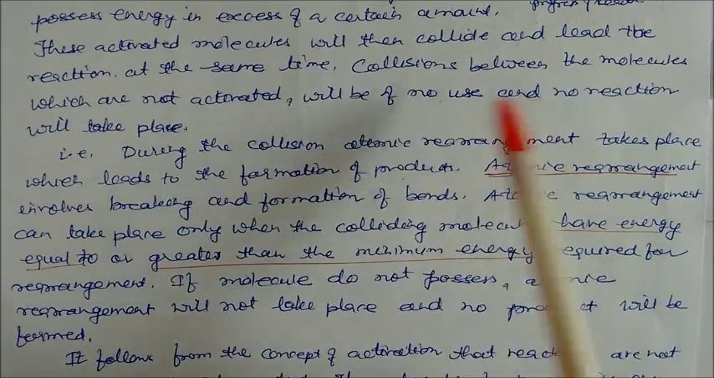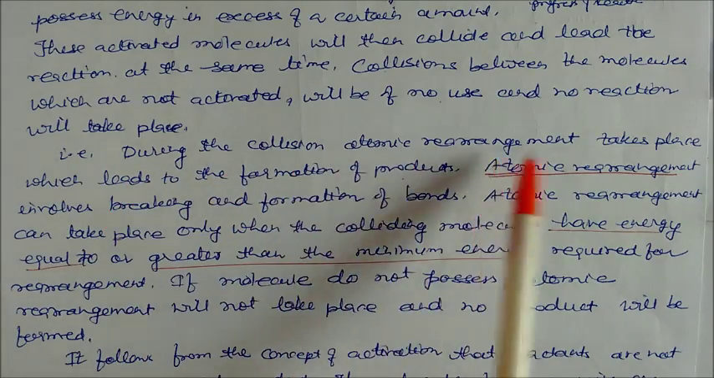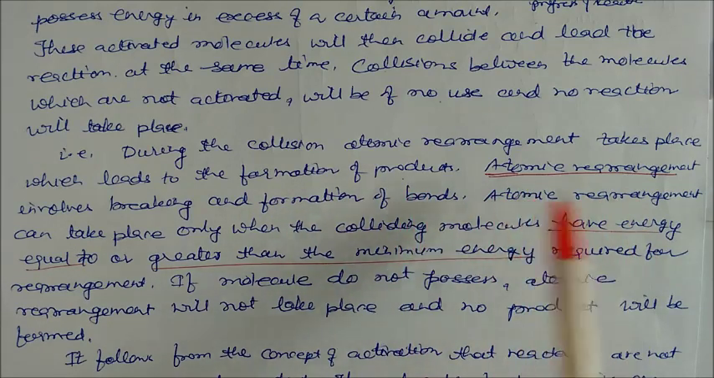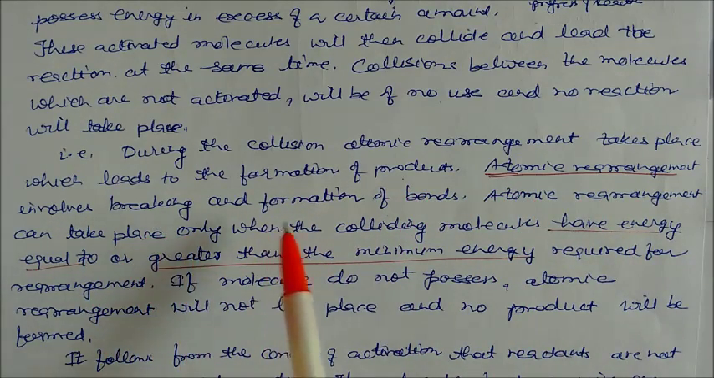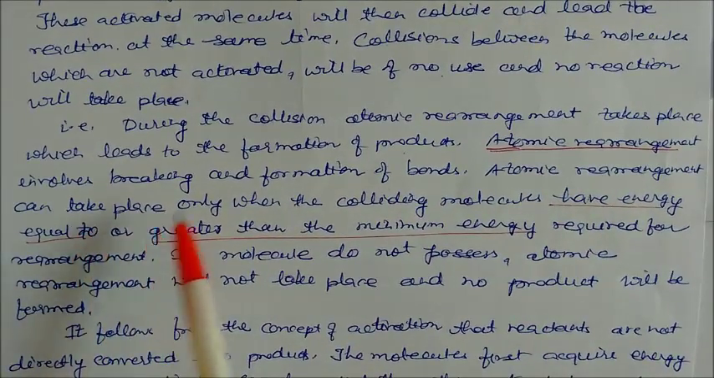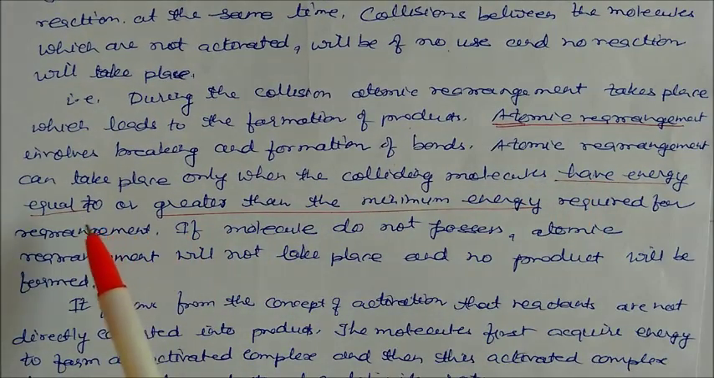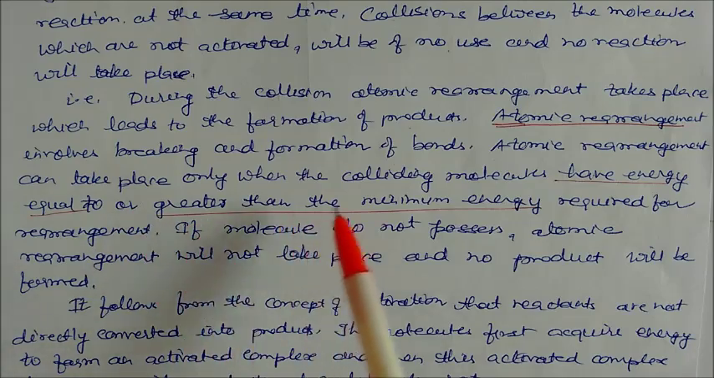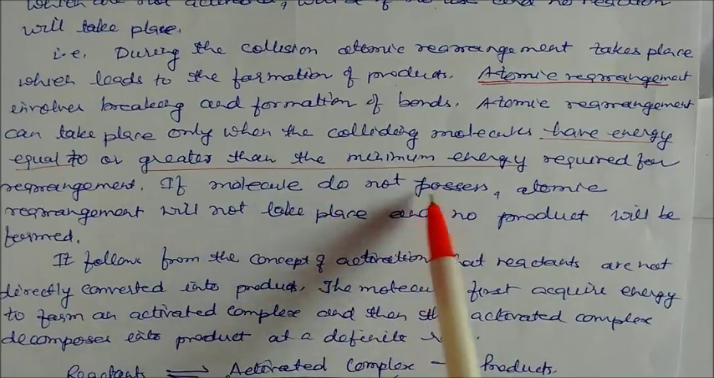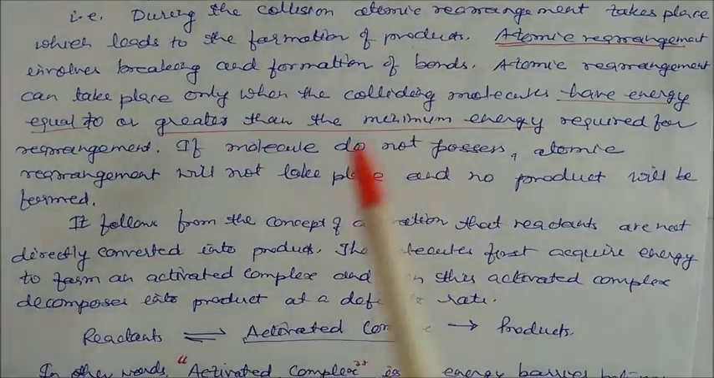So for reactions, collision between the molecules is very, very important. During the collision, atomic rearrangement takes place, which leads to the formation of products. Atomic rearrangement involves breaking and formation of bonds. It can take place only when the colliding molecules have energy equal to or greater than the minimum energy required for rearrangement. If molecules do not possess it, atomic rearrangement will not take place and no product will be formed. So this is basically the significance.